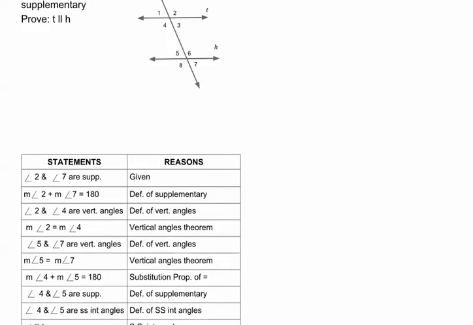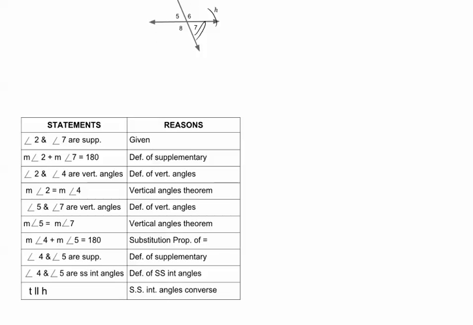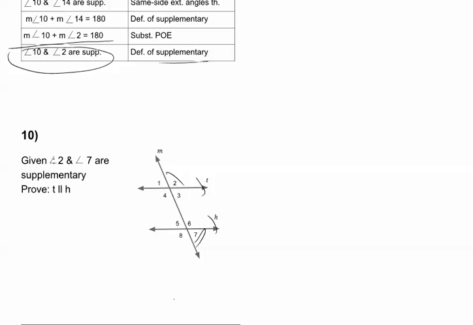The last one here, very, very similar, but now they're telling me that 2 and 7 are supplementary. They want me to prove that these are parallel. Well, again, you could just jump into the fact that these are same side exterior and you'll be done. I took a little longer route to show you this. You can look at that, but I could have just said these are same side exterior and we would have been done that proof.